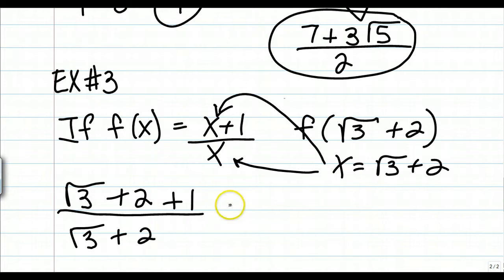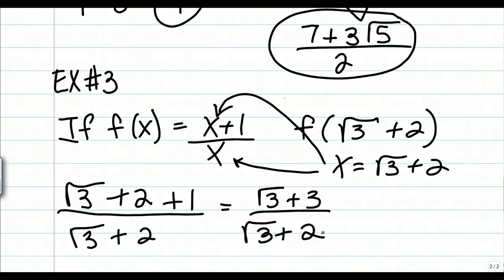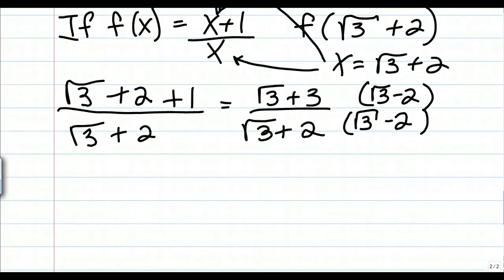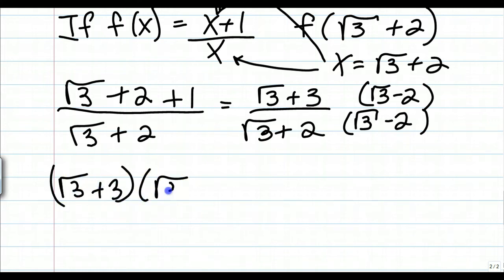You know that we can just combine like terms here, so it's radical 3 plus 3 over radical 3 plus 2. And unfortunately, we can't have a square root in the denominator, and it's connected by this plus sign, so you have to multiply by the conjugate. So when you do that, you're going to FOIL the top, and you're going to FOIL the bottom. So I'll write it over here. I have radical 3 plus 3 and radical 3 minus 2.